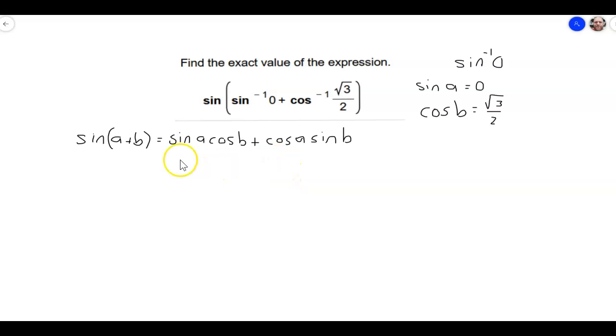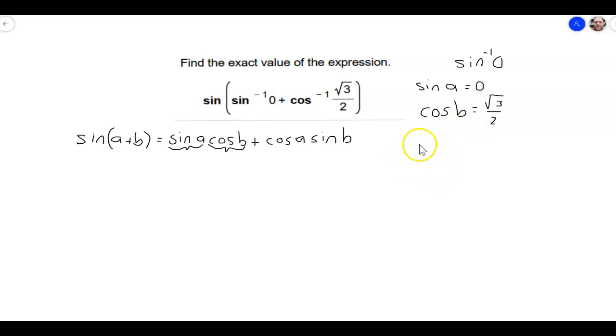We found what the sine of A is. That's just equal to 0, so we can plug a 0 in there. And the cosine of B is just going to be the square root of 3 over 2. So we need to find out what the cosine of A is, and also what the sine of B is. That's where we're going to use the Pythagorean identity.